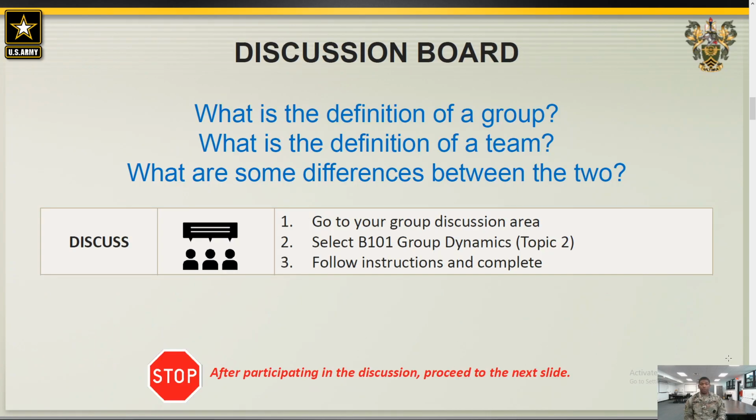We've reached our discussion board. What is the definition of a group? What is the definition of a team? What are some differences between the two? You have to answer all of these questions.